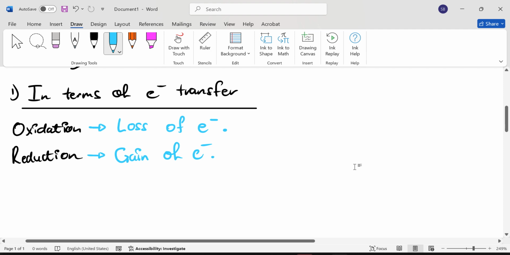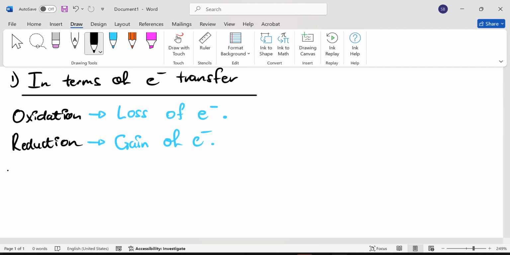So define oxidation in terms of electron transfer, it is the loss of electrons. Define reduction in terms of electron transfer, it is the gain of electrons, right? Cool. Then you may be asked again to define these two words in the second way. So the second way is when you define it in terms of oxidation numbers.